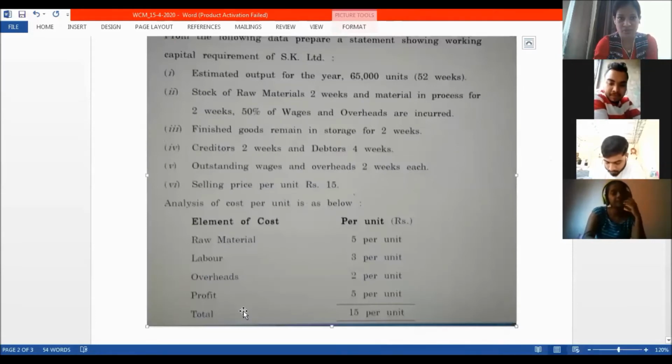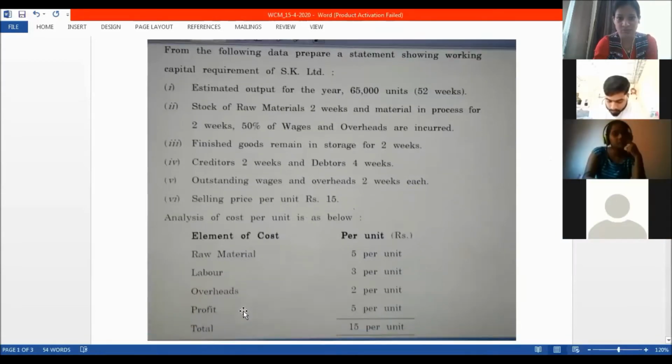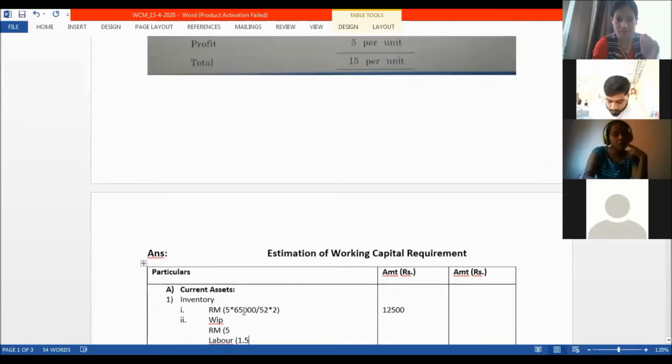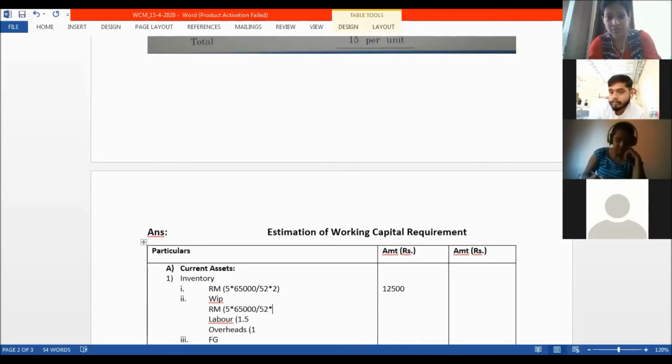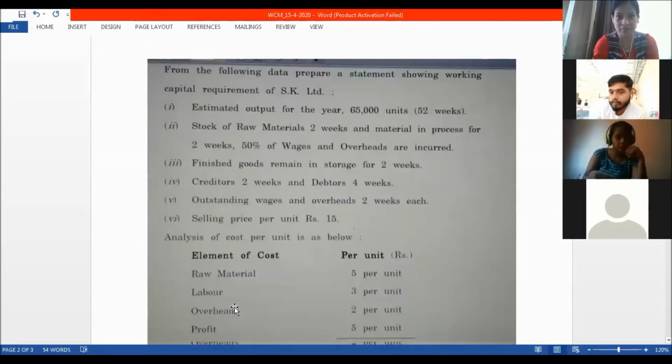Okay, so half of the overheads will come to 1 per unit. Okay, so I'll show you both ways. I guess whichever you find easy, you can follow. Now 5 per unit into 65,000 units. This is the entire material cost for a year. We'll divide it by 52 weeks and then we'll multiply by holding time, WIP holding time.